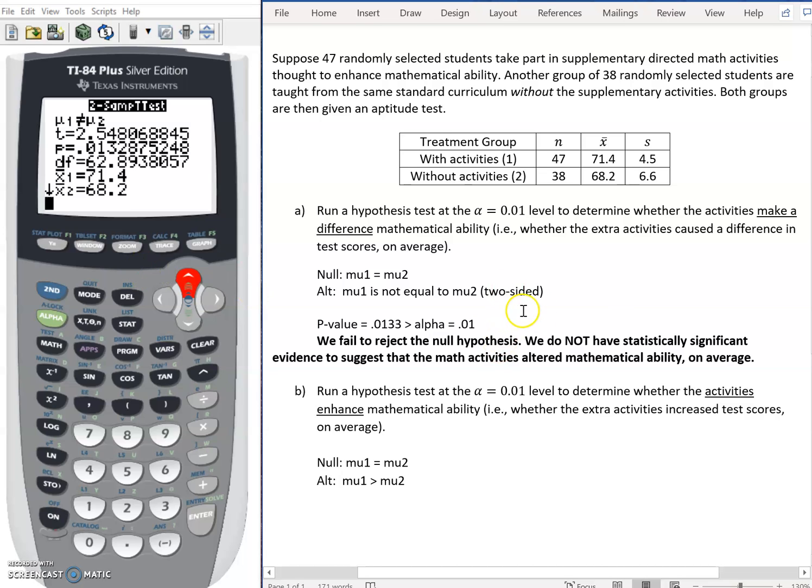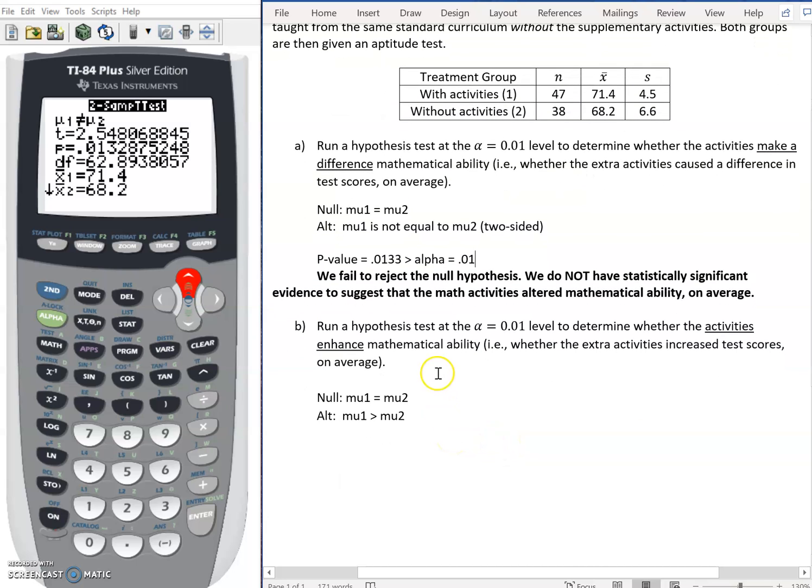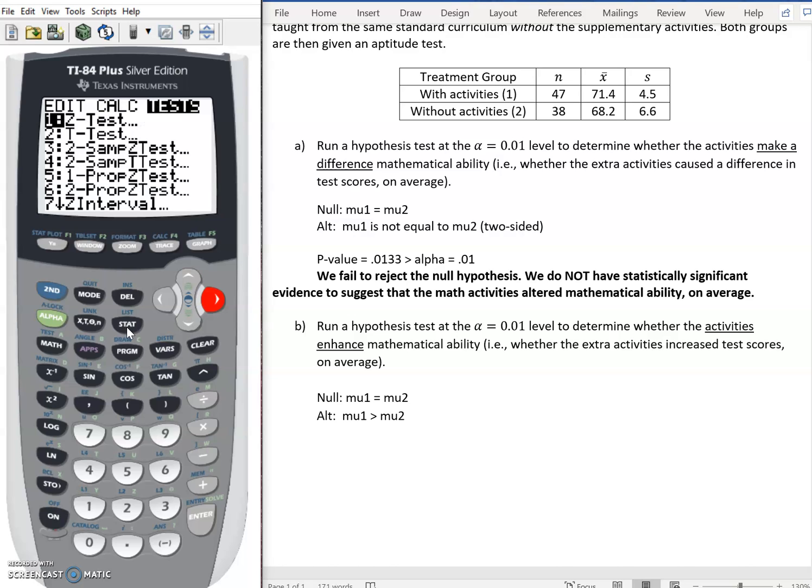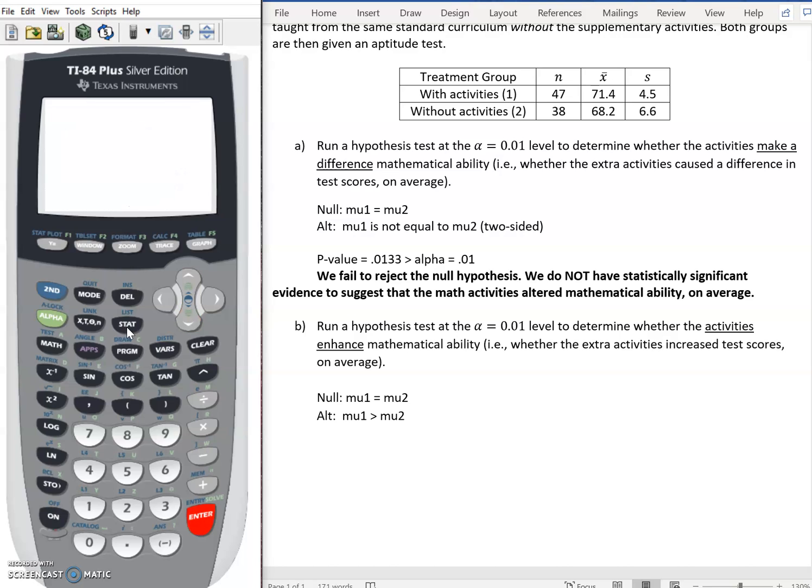All right, let's go to part B then and say, well, okay, great. We already talked about how our null and alternative look. The null is the same. The alternative is a little different. So if we go back into stat and then tests, we said we were dealing with a two-sample t-test. That hasn't changed. The only thing that changes, right, is our alternative. So mu1, we said we're testing to see whether that is greater than mu2. You know, did the activities actually yield better test scores on average? Again, we're not going to pool these, and then we say calculate.